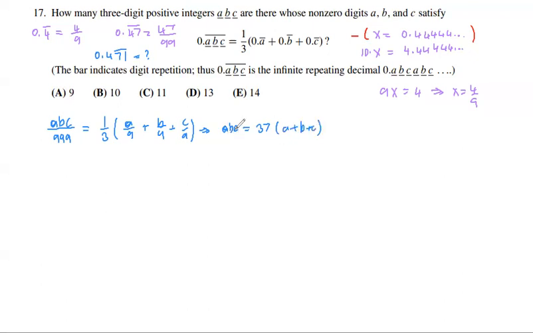Now, this ABC is a 3-digit number, but these are just the sum of the digits, so it's not a 3-digit number. So I just need to expand this. This can be written as 100A plus 10B plus C, and that should equal 37A plus 37B plus 37C. Again, this is just the expansion of this 3-digit number, just assume like 1, 2, 3.